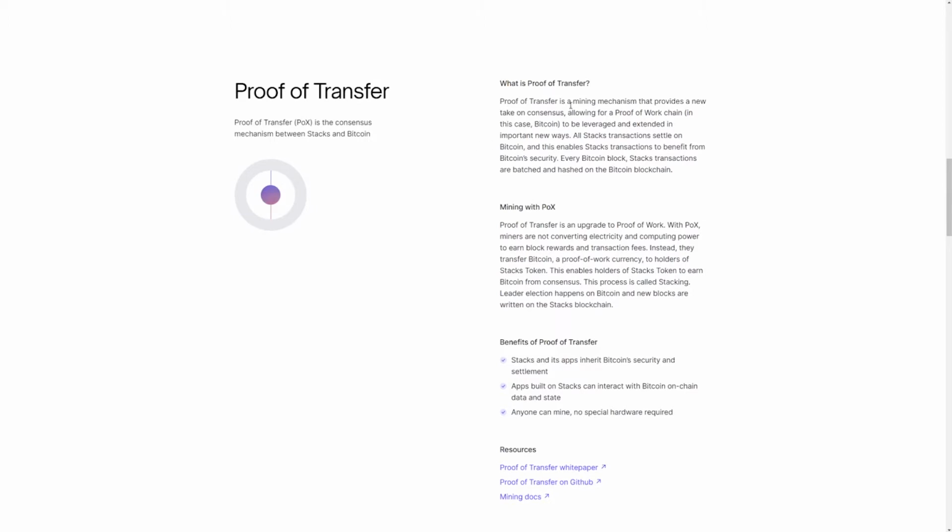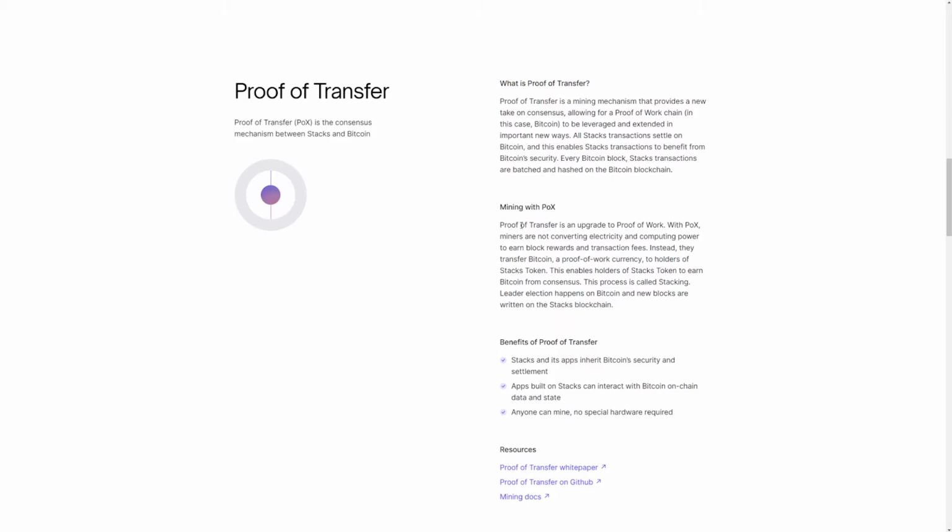Well, proof of transfer is a mining mechanism that provides a new take on consensus, allowing for a proof of work chain, in this case Bitcoin, to be leveraged and extended in important new ways. All STX transactions settle on Bitcoin, and this enables STX transactions to benefit from Bitcoin security. Every Bitcoin block, STX transactions are batched and hashed on the Bitcoin blockchain.